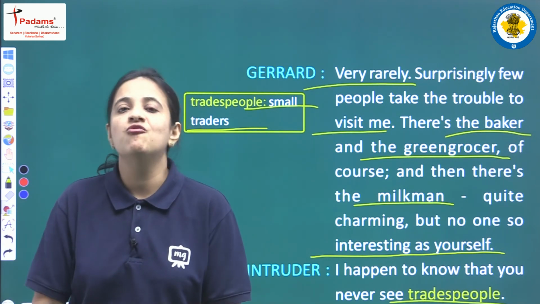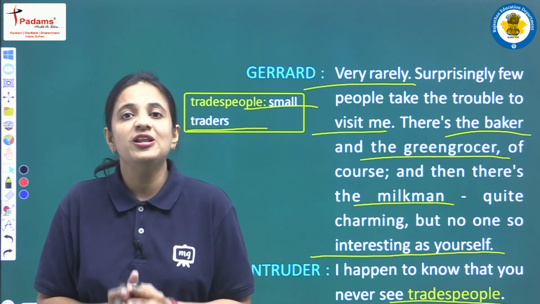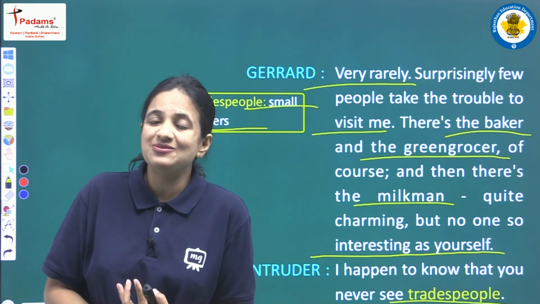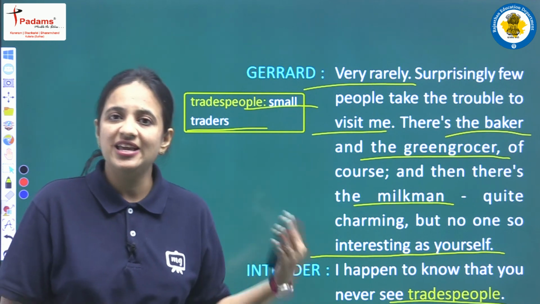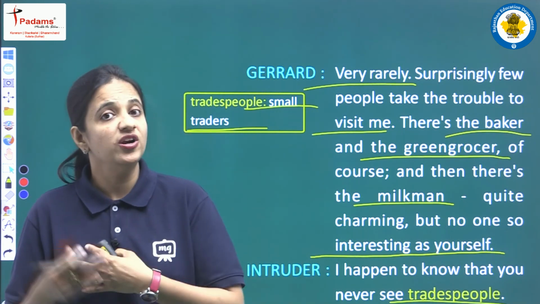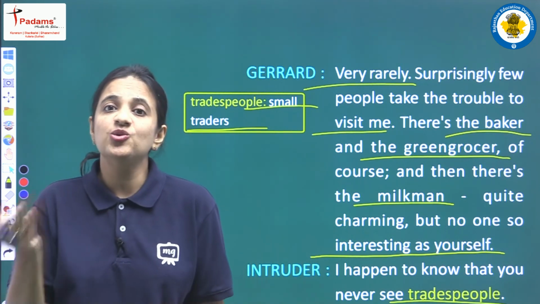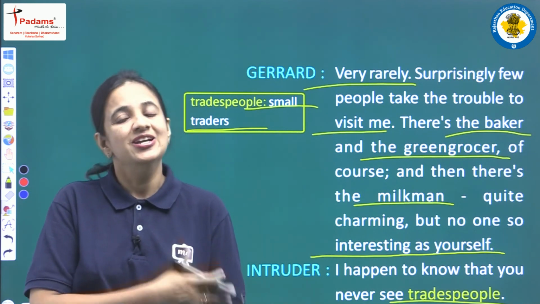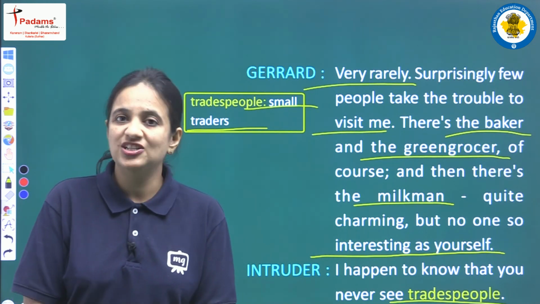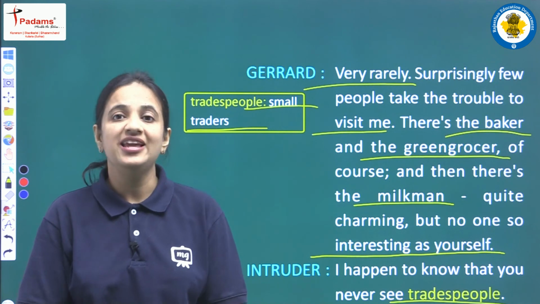So students, now what will happen next? Who will be able to execute his plan? Will the intruder be able to kill Gerald, or will Gerald be able to get rid of the intruder? We will come to know when we continue the chapter, when we continue the play in the next video.